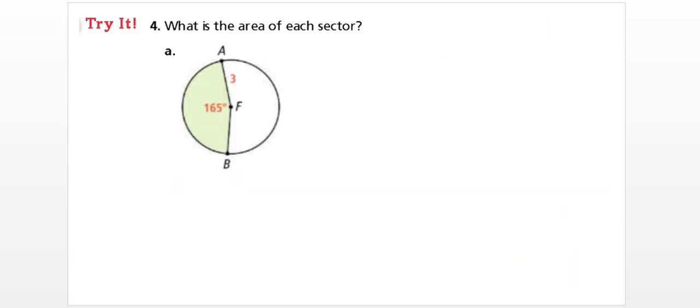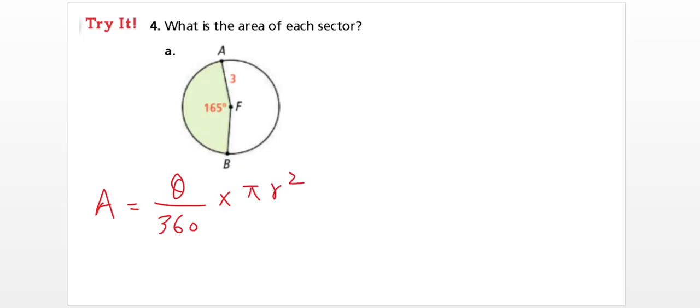Let's see, what do we have next? Here, try it number 4. It says, what is the area of the sector? They wrote here each sector because there were 2 parts. I'm going to solve only the first one. So what is the formula for this one? The formula for the area of the sector, let me write it for you. It says area equals theta over 360 times pi r squared.